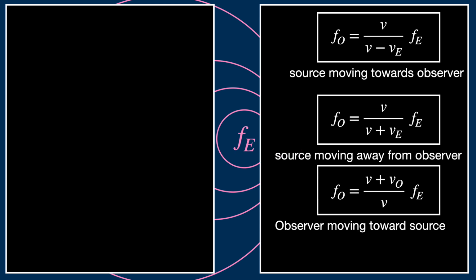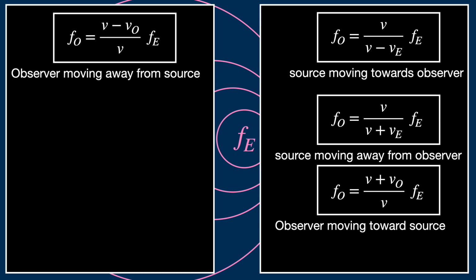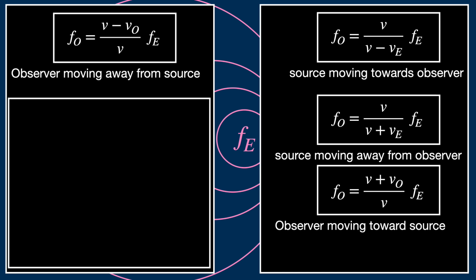Now, if the one that is moving is the observer instead of the source, then we find that the frequency of the observer moving towards the source is f sub o equals v plus v sub o divided by v multiplied by f sub e. And if the observer is moving away from the source, we get that the frequency measured by the observer is v minus v_o divided by v times f sub e, where again v is the velocity of the sound in the medium and v sub o is the velocity of the observer.